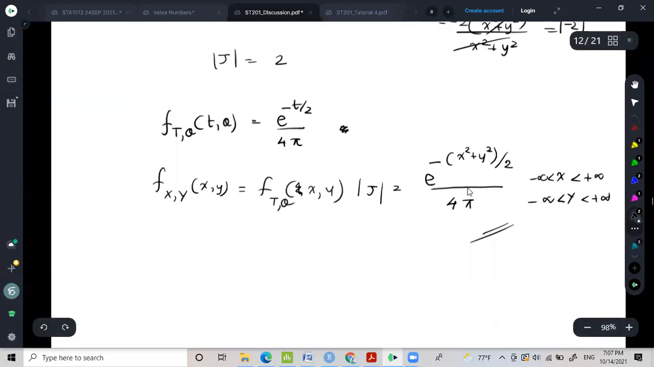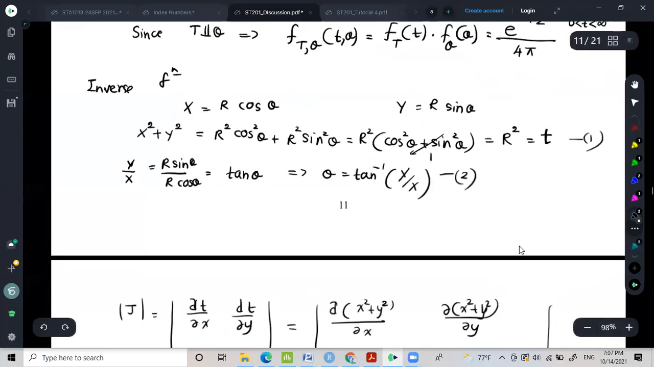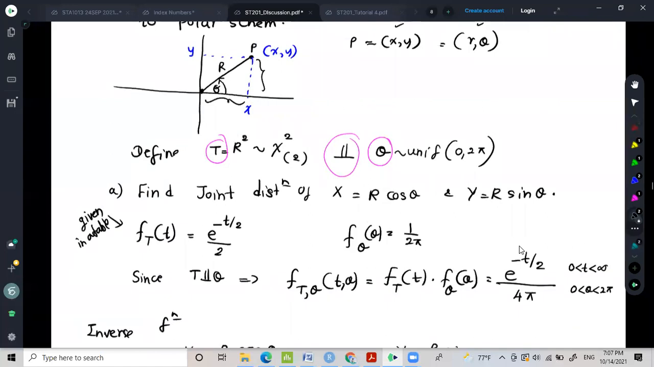Then it is the Cartesian coordinate and the polar coordinate. So for x and y, the limits will be the whole real number line. So this is your answer for the joint density of x and y, and that was the question. It's not asking about the marginal densities, so you stop from here.